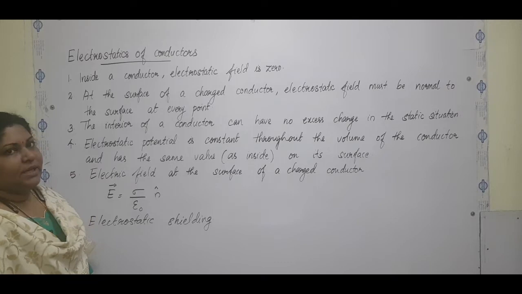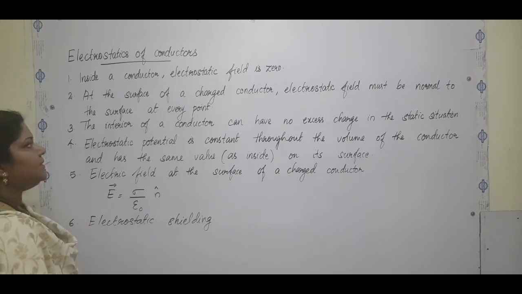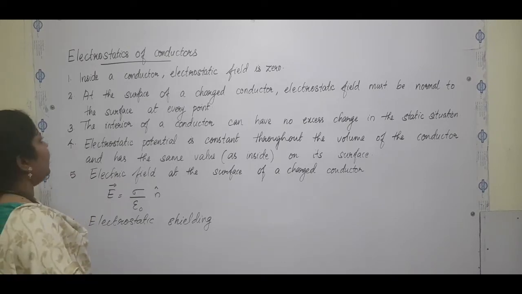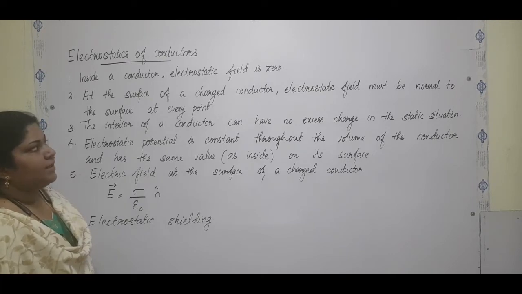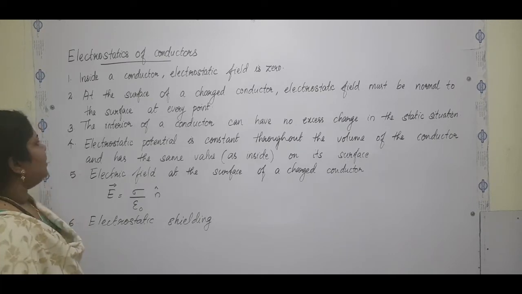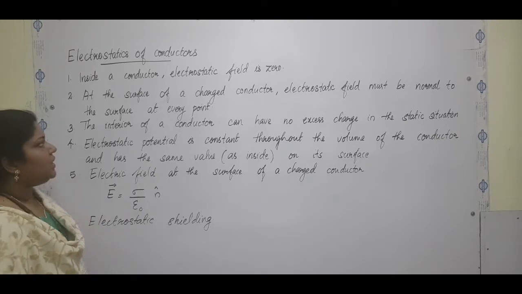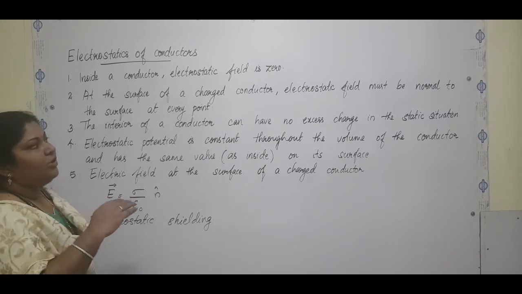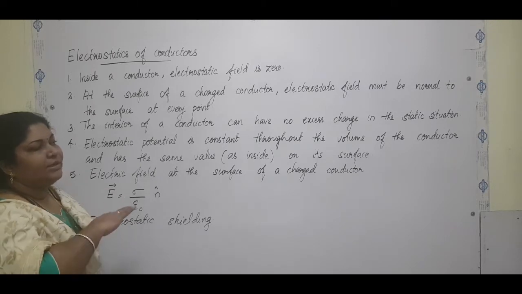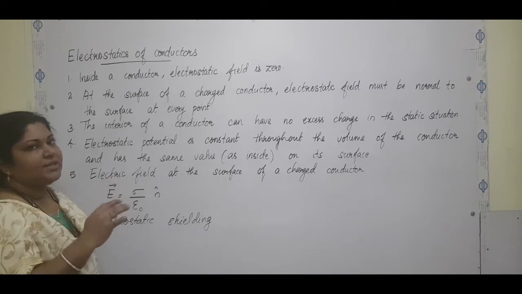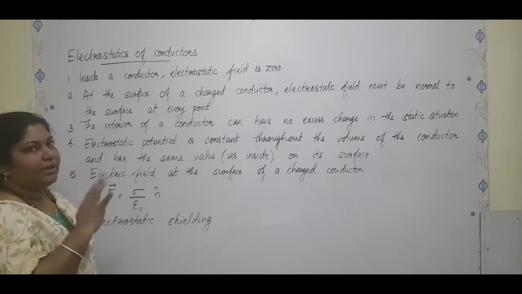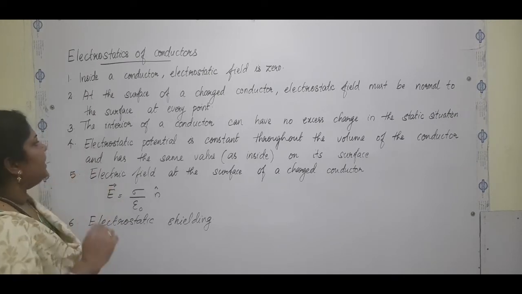In the case of a spherical shell, we have proved that inside it is zero. And at the surface of the charged conductor, the electrostatic field must be normal to the surface at every point. That also we mentioned there. Wherever you are taking the electrostatic field, the direction is taken to be perpendicular. It should be normal to the surface at every point.